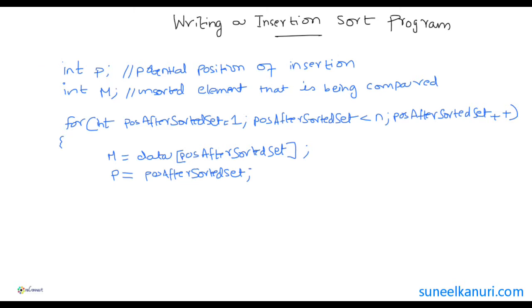Because as you know, in a sorted set, the biggest elements are towards the right and the smallest elements are towards the left. So as we keep comparing m with the elements before it, we shift all the sorted elements to positions to the right if those elements we're comparing it with are greater than m. Okay, so that will lead us to our while loop.